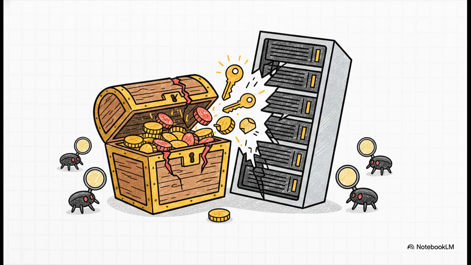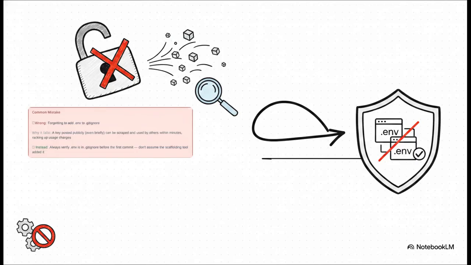The danger zone, avoiding costly leaks. Because knowing how to load your keys is really only half the battle. Knowing how not to accidentally expose them to the entire internet is how you actually save your wallet. Rule number one, and honestly, this is completely non-negotiable. The single biggest mistake developers make is forgetting to add their .env file to their .gitignore. You absolutely must verify that .env is in that ignore file before you make your very first commit. Do not assume your framework or scaffolding tool did it for you. If you push that file publicly, even for 5 minutes, consider it compromised.